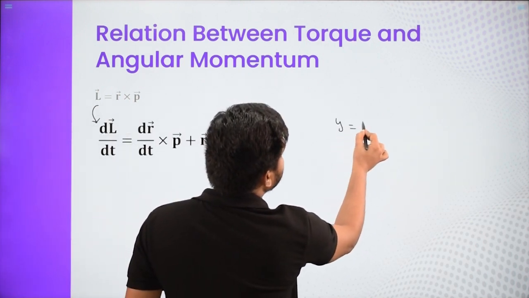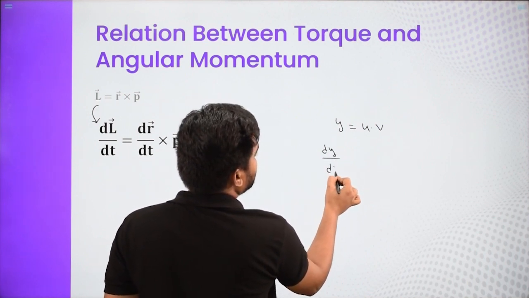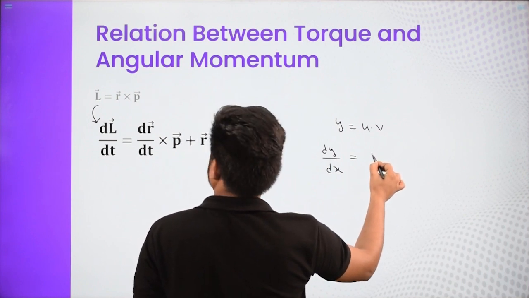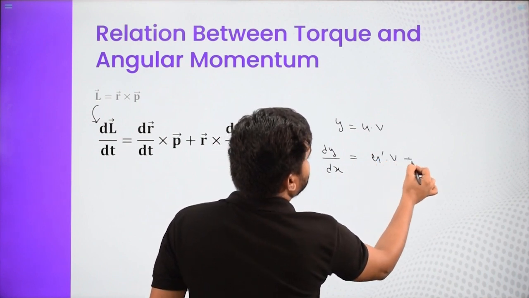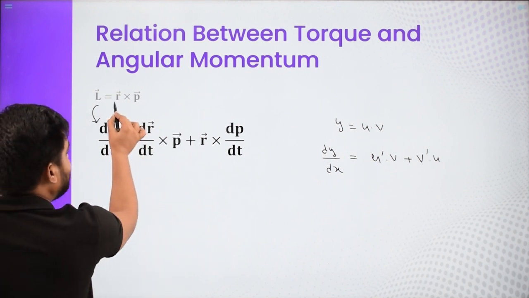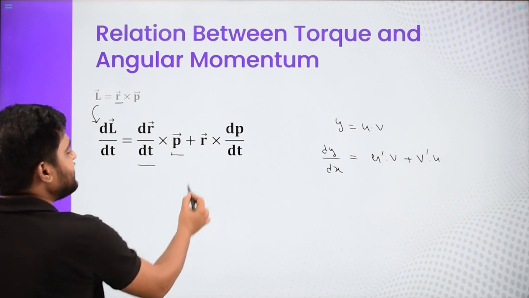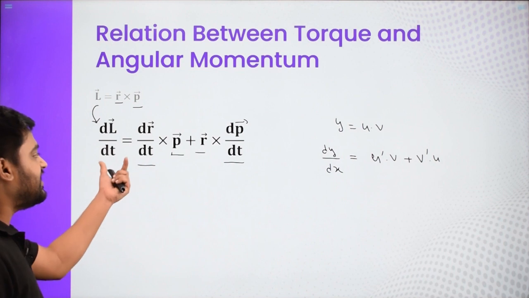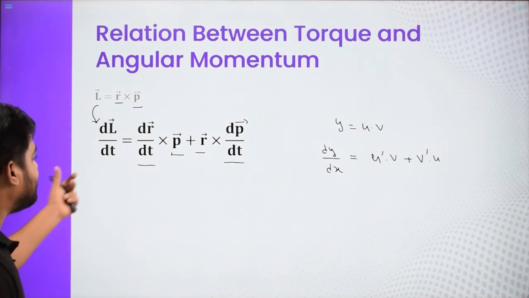Since y is equal to u times v, dy by dx, the differentiation, is going to be u dash times v plus v dash times u, or u times v dash. So first I am differentiating this: dr by dt I am keeping as it is, and then I am differentiating p and keeping the r vector as it is. So this is the equation we get once we differentiate.